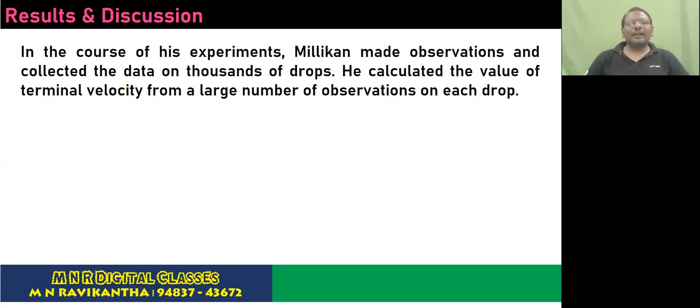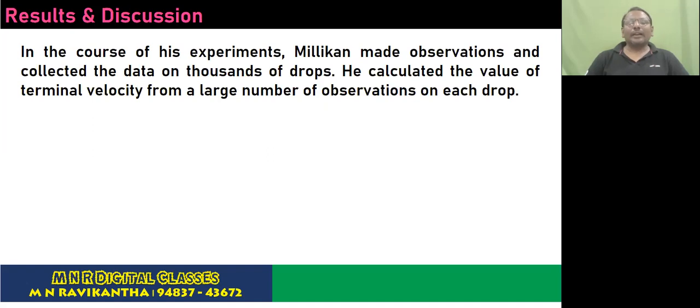Now with this, let us understand the results with the discussion. In the course of experiments, Millikan made observations on thousands of drops having different sizes and formed by different liquids such as oil, glycerin, mercury, etc., and with different gases as the medium, air, hydrogen, etc. And he also performed the experiments by varying the electric field. That is, he performed the experiments with different potential differences.